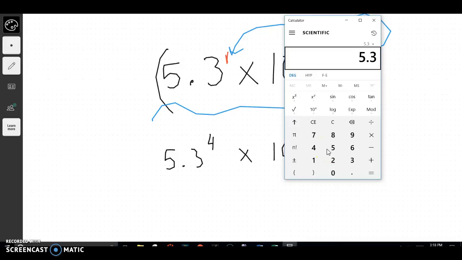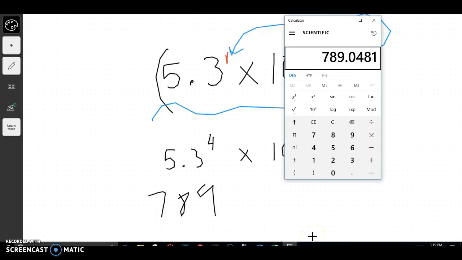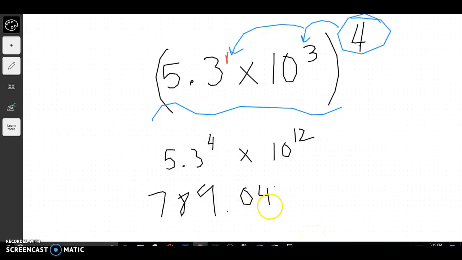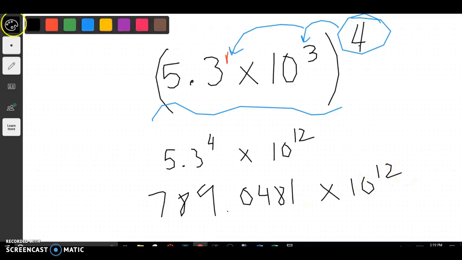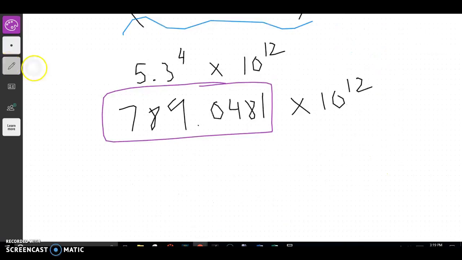So we'll go 5.3 times 5.3 times 5.3 times 5.3. And we get this number, which is not a very nice number, but that's still okay. So that would be 789.0481. Again, a major red flag should be going up for this number right there, because that number is definitely not in scientific notation. So let's change it into scientific notation. I need to move this decimal point 2 spaces.